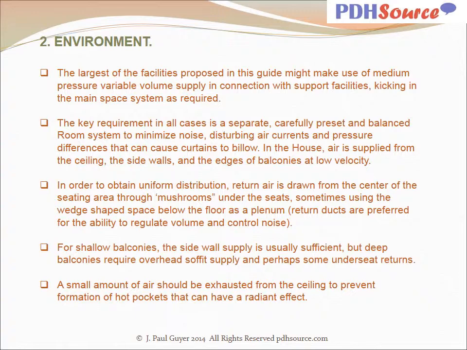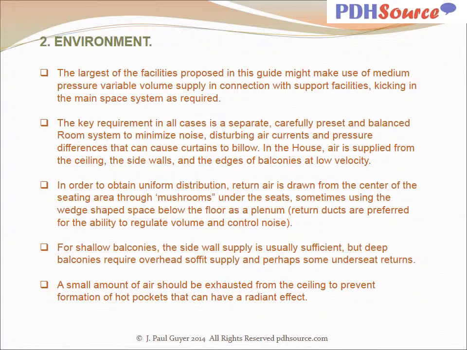In the house, air is supplied from the ceiling, the side walls, and the edges of balconies at low velocity. In order to obtain uniform distribution, return air is drawn from the center of the seating area through mushrooms under the seats, sometimes using the wedge-shaped space below the floor as a plenum. Return ducts are preferred for the ability to regulate volume and control noise.